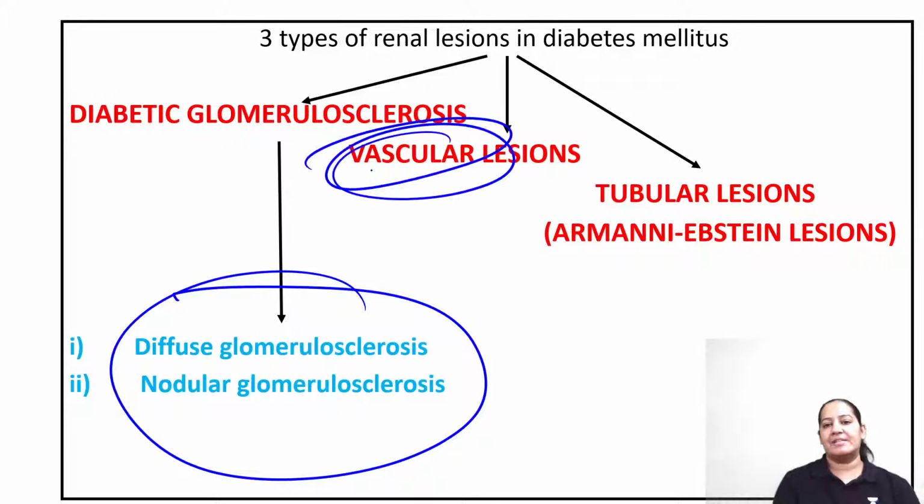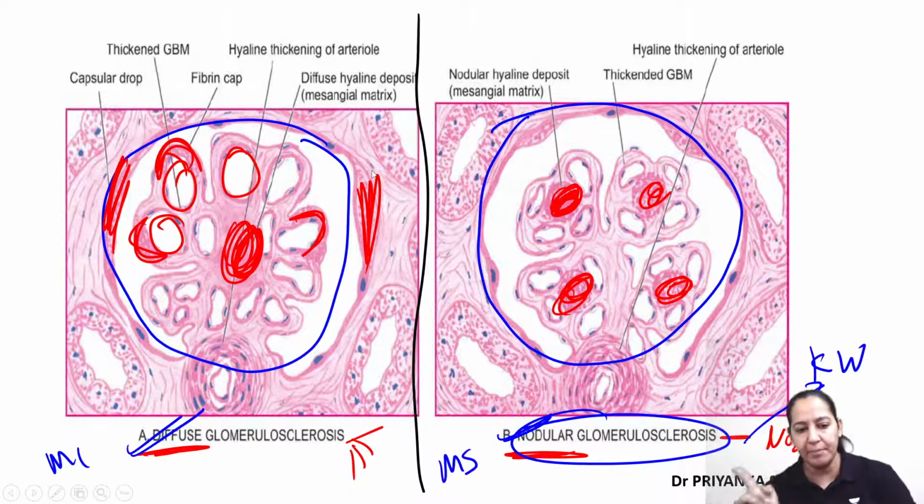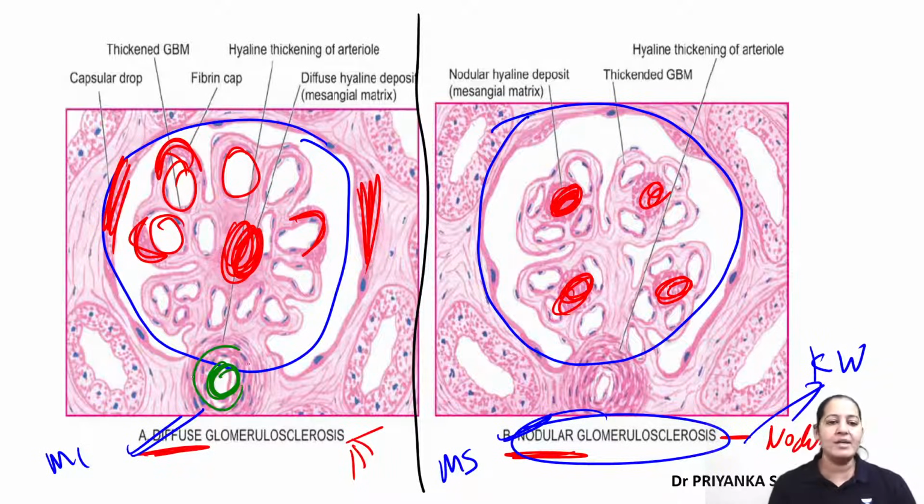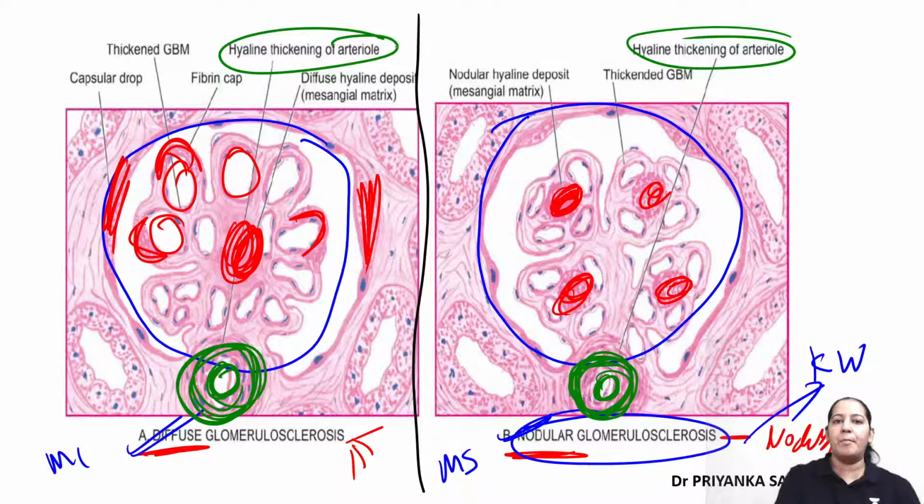Now coming to the blood vessel. Now see the blood vessel in both of them. In both of them, one blood vessel is shown. Can you see this is a blood vessel here? The wall is thickened showing hyaline deposition. Can you see a blood vessel here? The wall is thickened showing hyaline deposition. So hyaline thickening of the arteriole is a common feature in both.